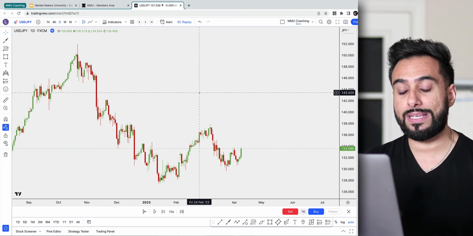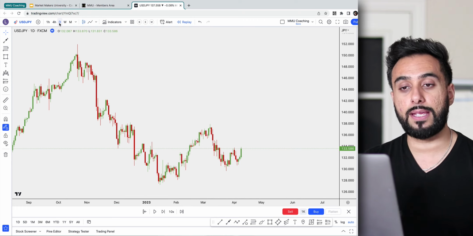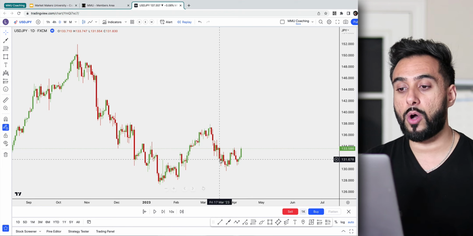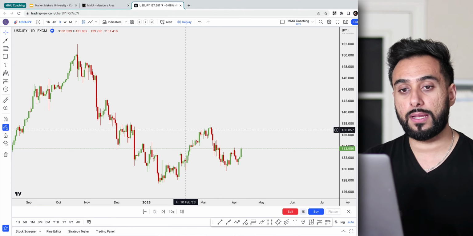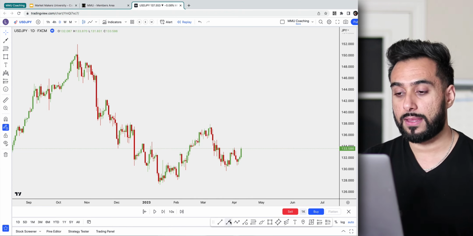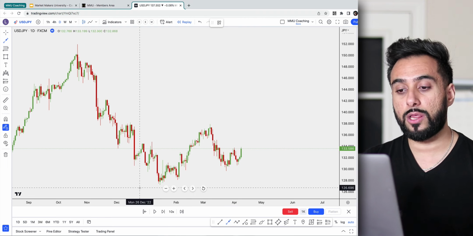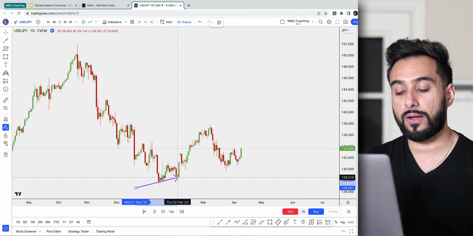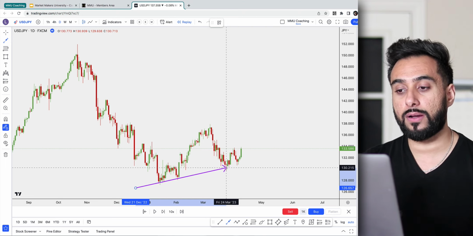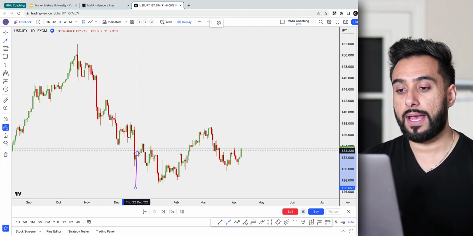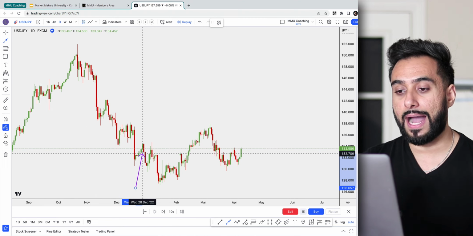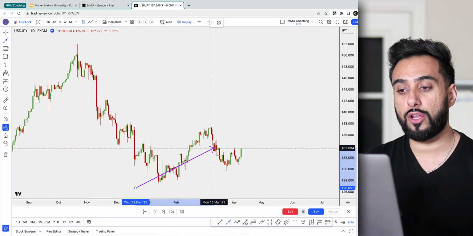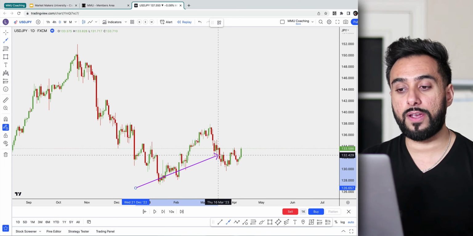So the first thing we see here is we are currently on the daily time frame on USD JPY, and what's happening to the lows and what's happening to the highs. We can see that this low was the lowest point that we see in the market, and then this low was a little bit higher, this low was a little bit higher, this low was a little bit higher, and this high is a little bit higher than the previous high.